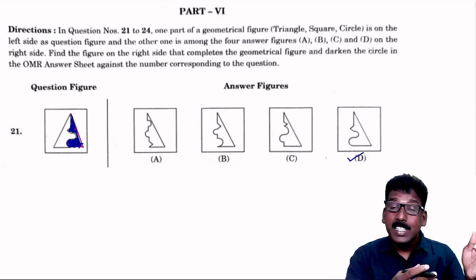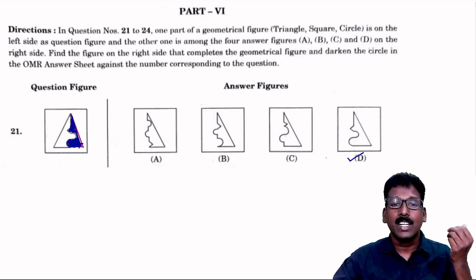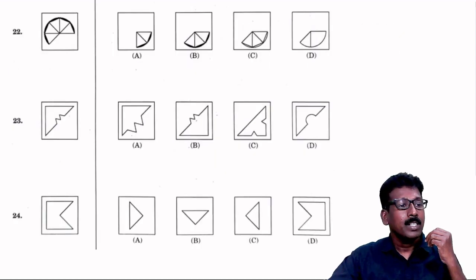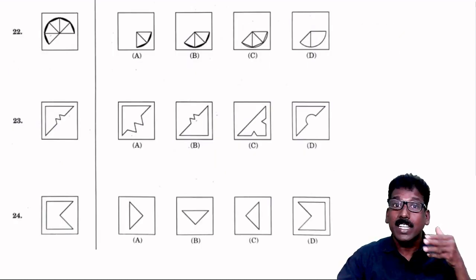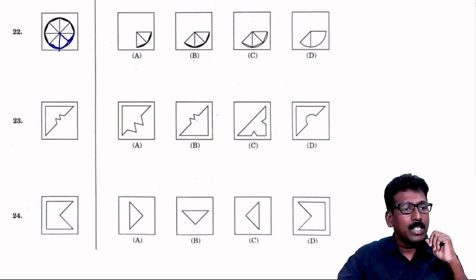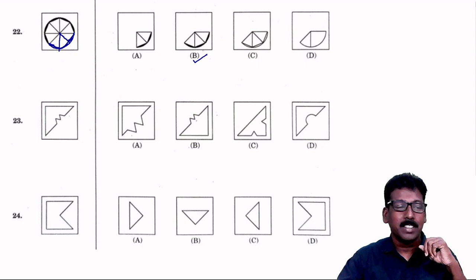In this way, the question figure is a triangle, a square, or a circle. Let us look at the next questions of this type. Here, yes, a part of a circle is missing. If you join it to a circle, three parts will be there and some part is shaded. Now the part is shaded in the end as it is. B is the correct answer.